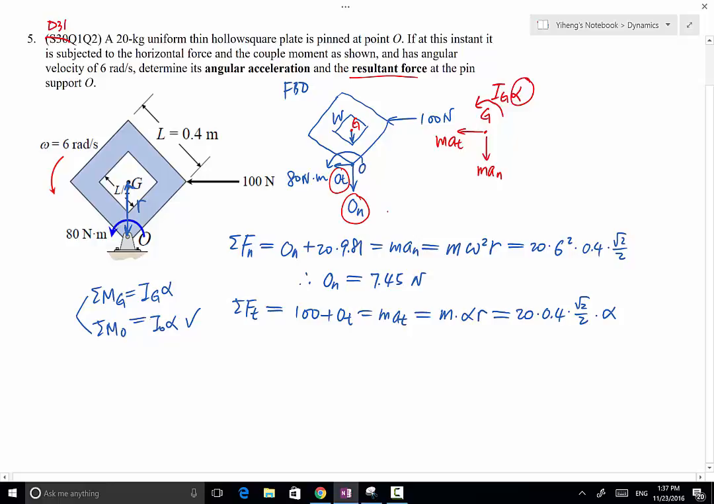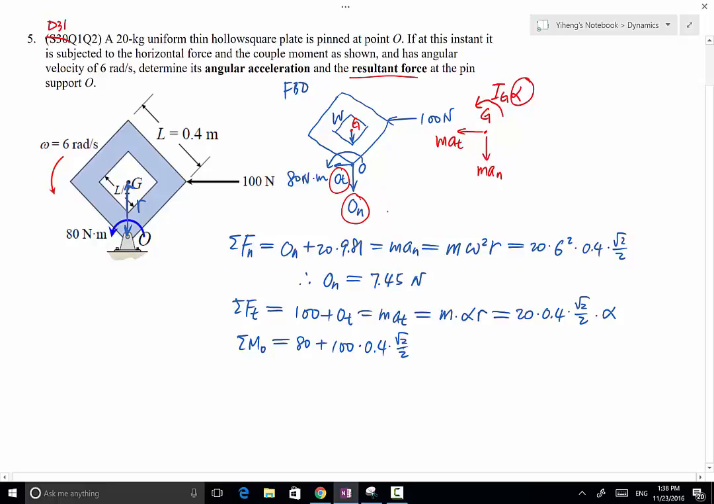Therefore, they do not show up in this moment equation. But if you use this equation instead, that will work as well. Anyway, we're going to summarize the moment about point O, which equals the 80 Newton meter free couple moment and the 100 Newton force. This force has a moment arm of also R, therefore 0.4 times square root of 2 over 2. That's the total moment about point O.